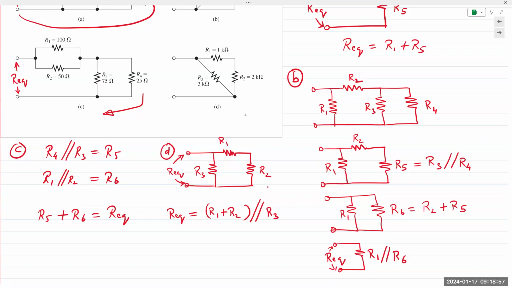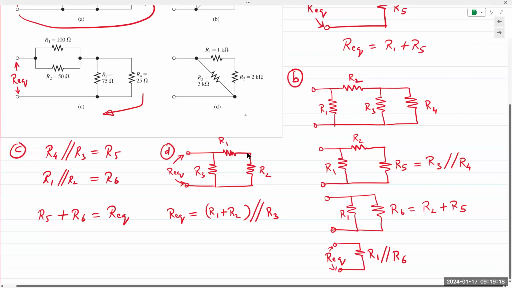So the values are given in all four problems. We'll go ahead and do it as a practice, and I'll post the solution in these same notes. Okay, post the solution in the same notes. So why do we do this?